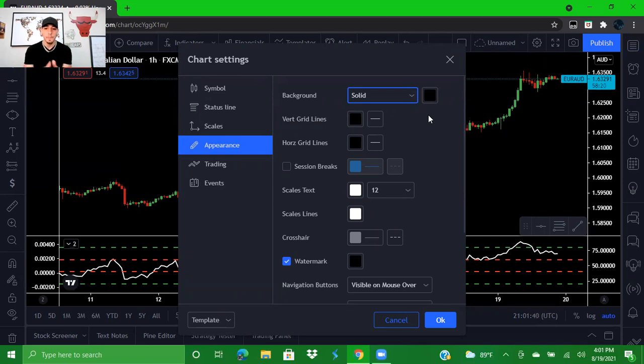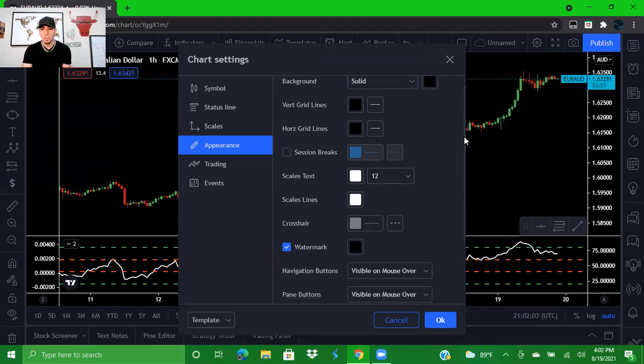Very, very common. As far as the vertical grid lines and the horizontal grid lines go, that will just show up, right, as being lines on the chart on top of the market. So if you don't want to be overwhelmed with nonsense lines, obviously have it match the background, whether it's black or white, completely up to you guys.